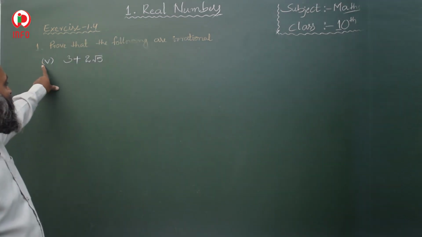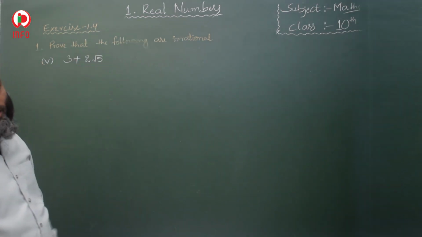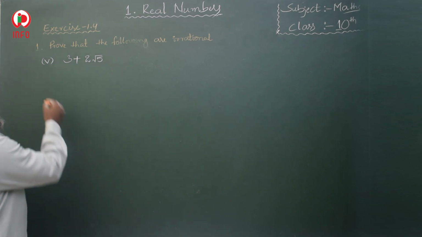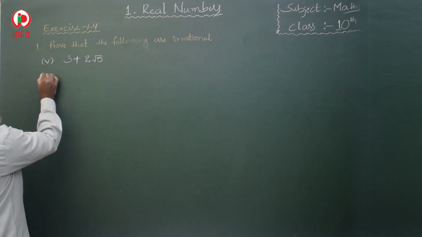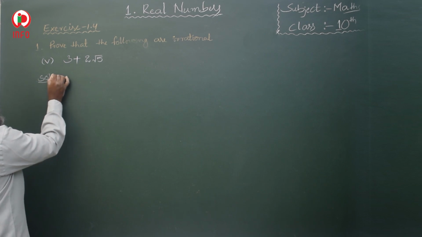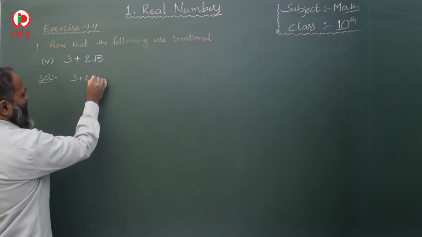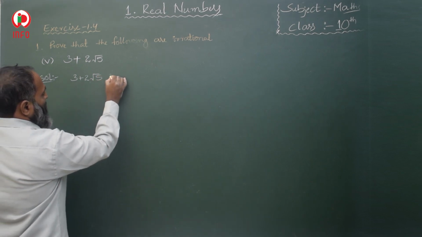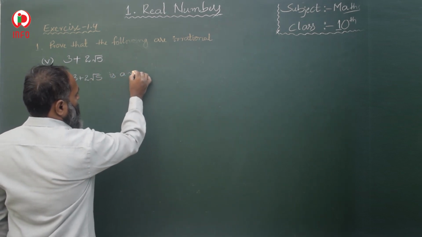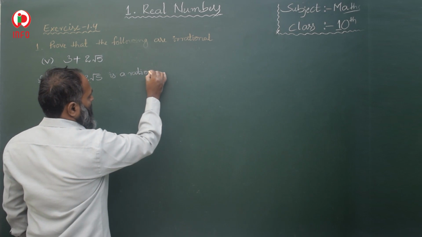Now the next question, the fifth: 3 plus 2 root 5 is an irrational number. This we have to prove. So solution. First we consider the opposite of what is given, that is the false statement: 3 plus 2 root 5 is a rational number.